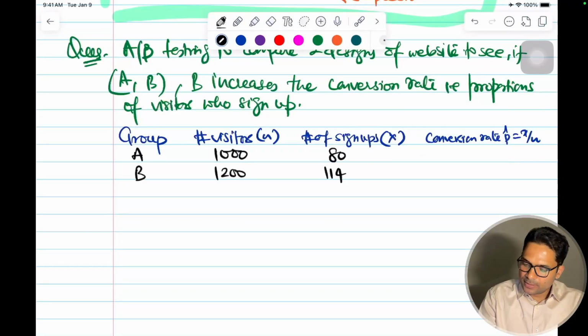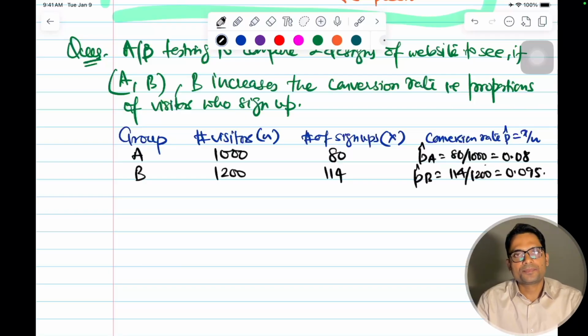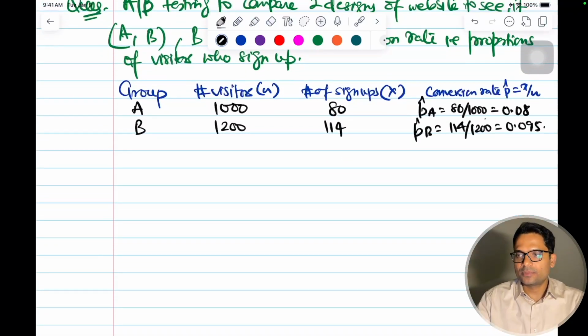And what will be my conversion rate here? If this is A, p-A will be 80 by 1000. So this is clearly 0.08. This is simple. And then the proportion for B would be 114 by 1200, and I have computed this already. This comes out to be 0.095. The numbers you can just put in and validate. I'll just keep on writing.